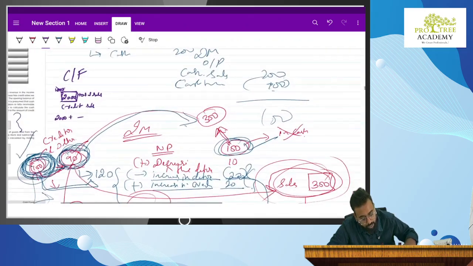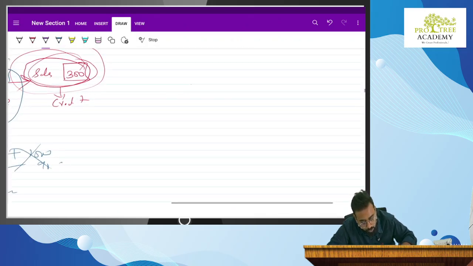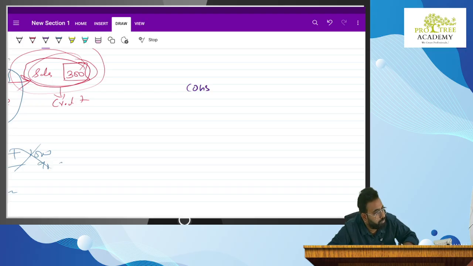Sir, I hope everybody is aware of what cost of goods sold is. Everybody knows, right? How do you arrive at cost of goods sold, sir? Formula. Correct, that is fine, sir. One more formula is this: opening stock plus purchases minus closing stock. Correct or no?